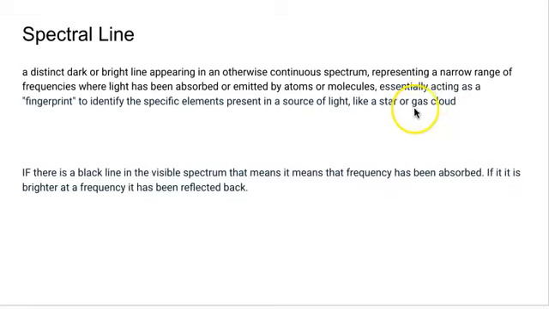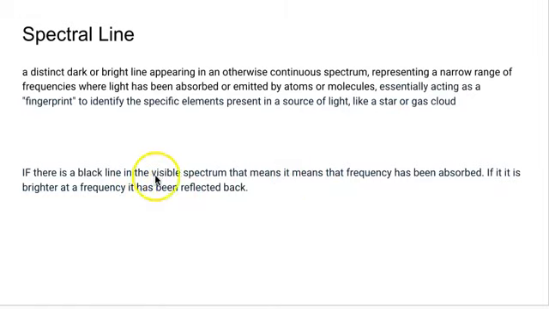So stars or gas clouds emit light. This can be used for exoplanets too. Planets don't emit their own light, but they will reflect light from a sun, and that can actually help us to identify what elements are on the planet.